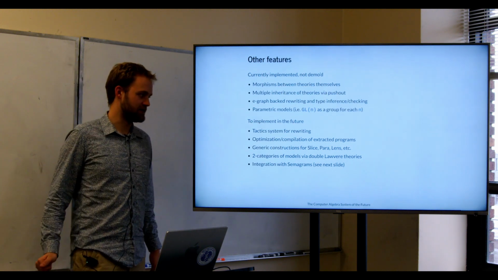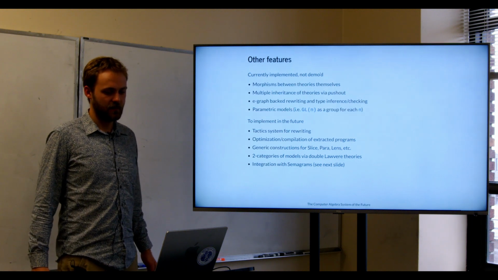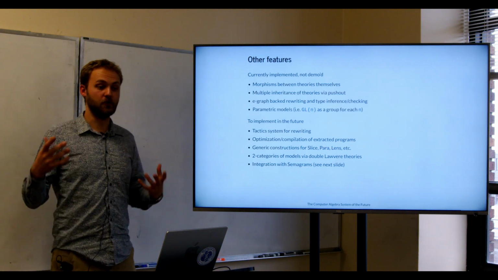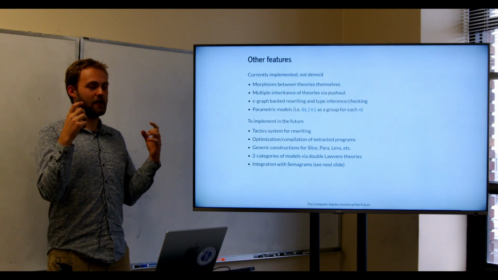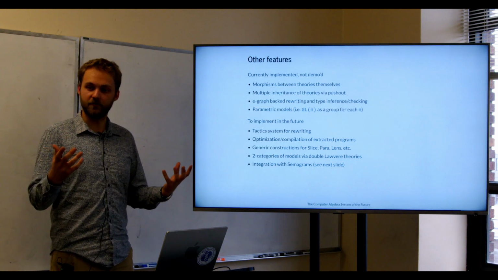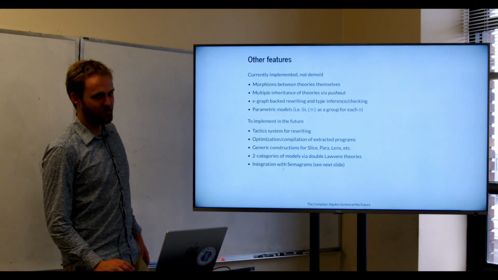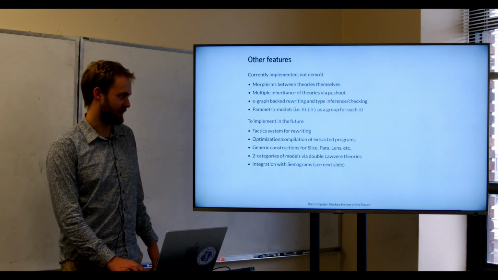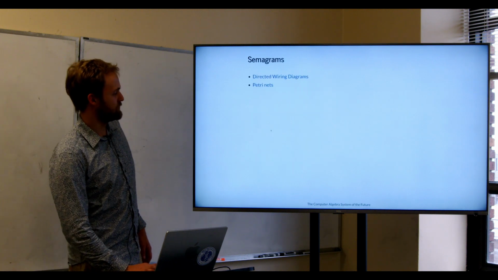Evan has a very nice theory of double Lawvere theories, and hopefully that will allow us to declare, for instance, monoidal categories, and get not just a one-category of models, but a two-category of models. And finally, integration with Semagrams, which is a tool that I have built for dealing with nonlinear syntax, which is currently not integrated with GATlab, but can still do some cool things.